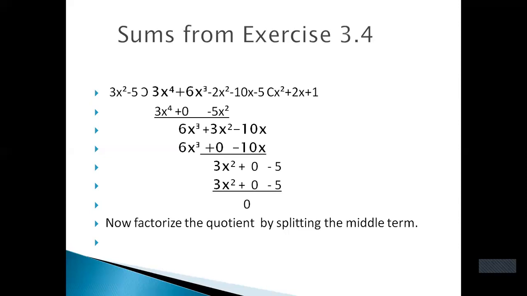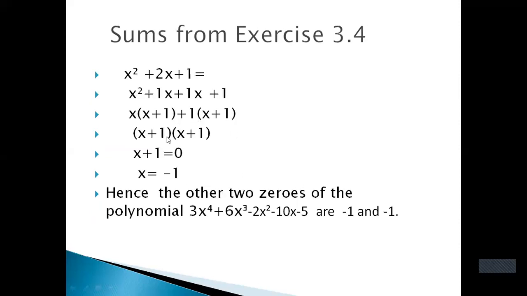Now what we should do is factorize the quotient by splitting the middle term. Now you see here x square plus 2x plus 1. The coefficients of the first and last terms are 1 and 1. For the x square coefficient, nothing is there, so we take it as 1. And the last term is 1. So 1 into 1, the product is 1. The factors are 1 and 1, and 1 plus 1 is 2. So split the 2x as 1x plus 1x. So we can write this expression as x square plus 1x plus 1x plus 1.